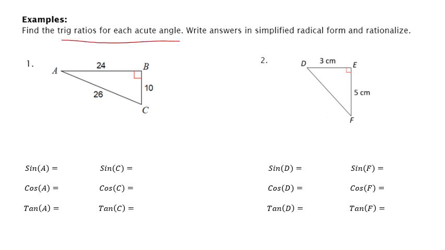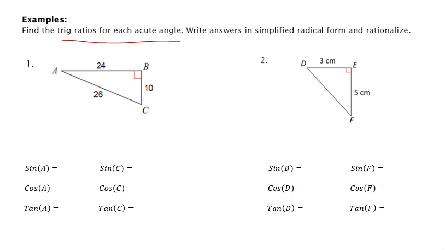So that's each angle that's less than 90 degrees, so the non-right angles in the triangle. And then write your answer in simplified radical form, and you rationalize. So we don't want any decimals, any radicals in the denominator. All of our answers should be fractions, and they should all be rationalized.